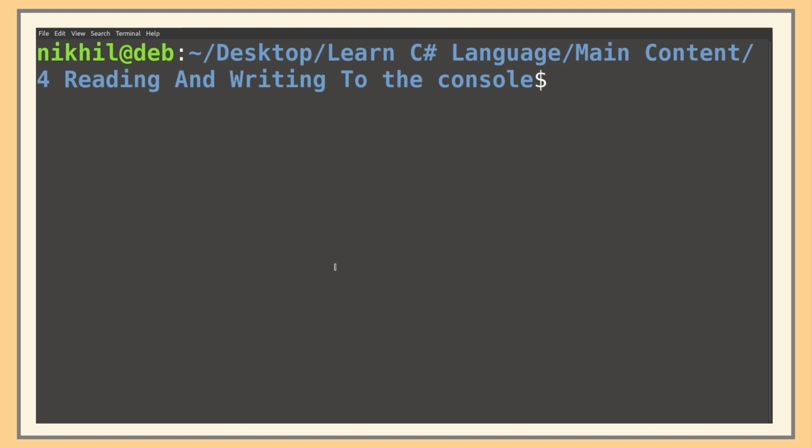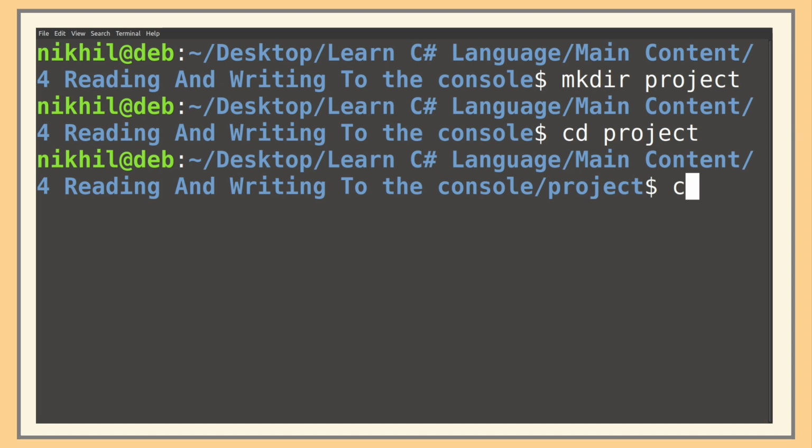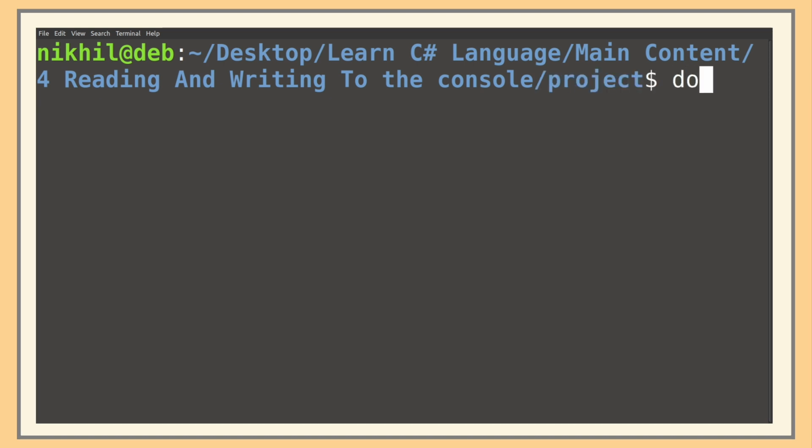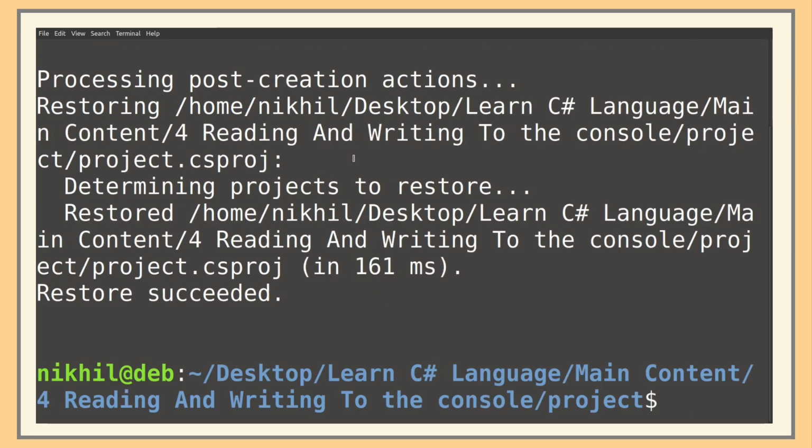First we will create a directory using the mkdir command, make directory project, and then using the change directory command we will go to that directory. And now we have a command dotnet new console, and we want to specify the language version, which is 8.0. Now the console app was created.